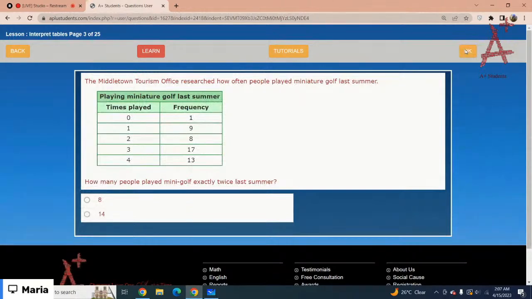The Middletown Tourism Office researched how often people played miniature golf last summer. Here is a table that tells you about the people playing miniature golf last summer. How many people played mini golf exactly twice last summer? You are given the value, times played, and frequency. You need to see how many people played exactly 2 times. Here is the frequency for exactly 2 times. That would be 8. That means 8 people played mini golf exactly twice last summer. Got it? Correct option is 8.